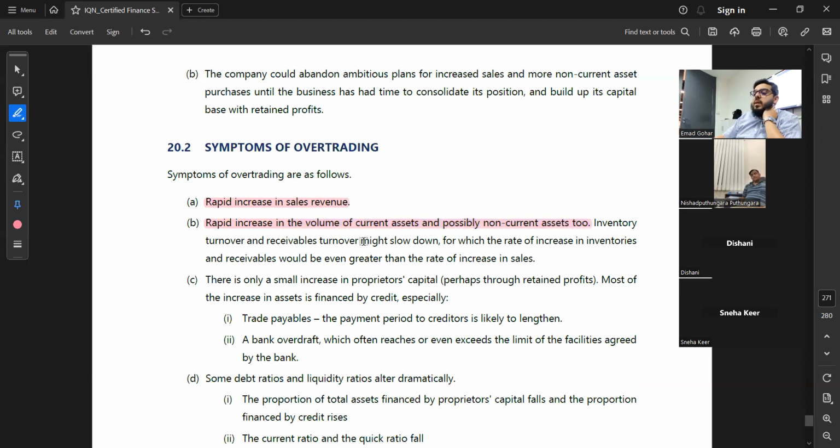Because of which, what is happening? Your turnover is slowing down. Like you are not able to sell your inventory. You're not able to liquidate it. So you don't have money to pay your liabilities. Getting the story? Okay, there is only a small increase in capital through retained profits, maybe like that.